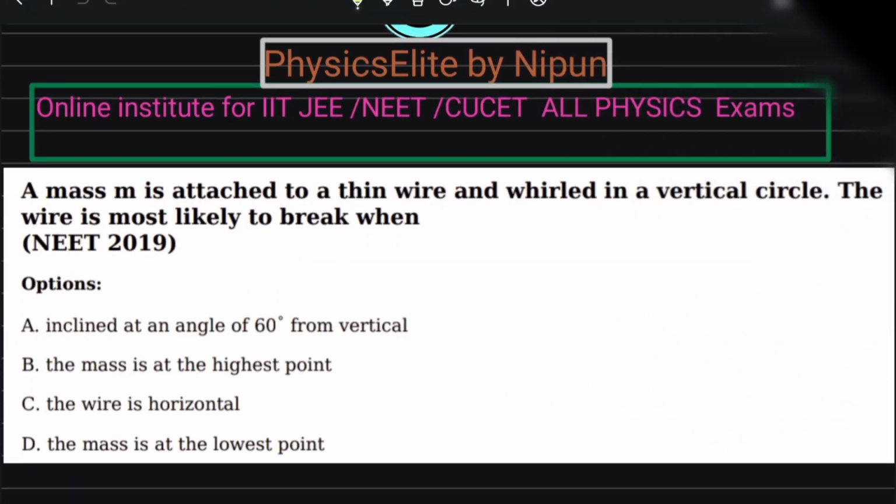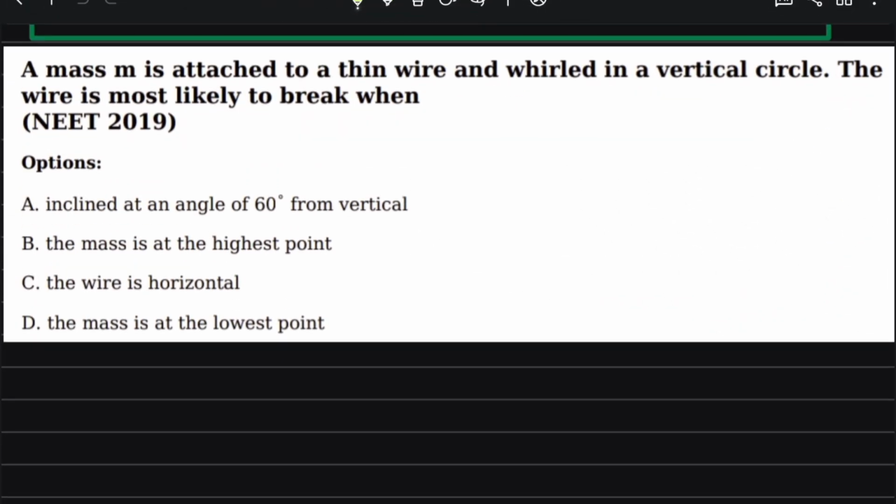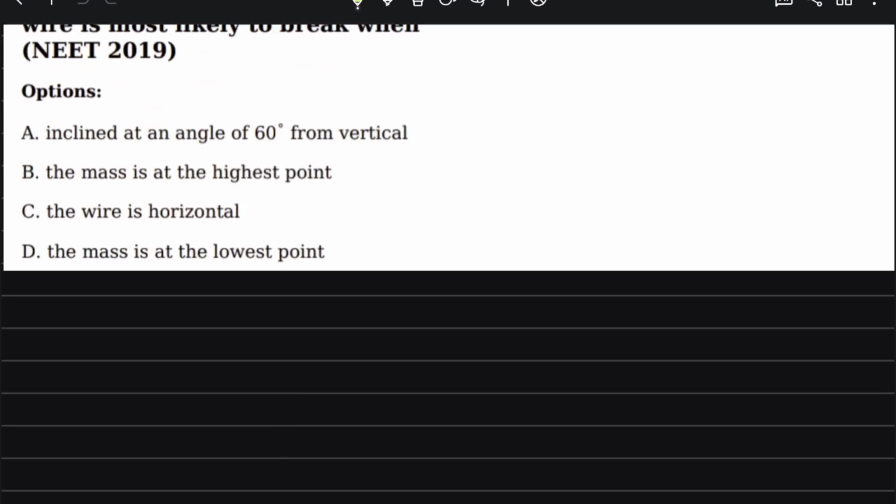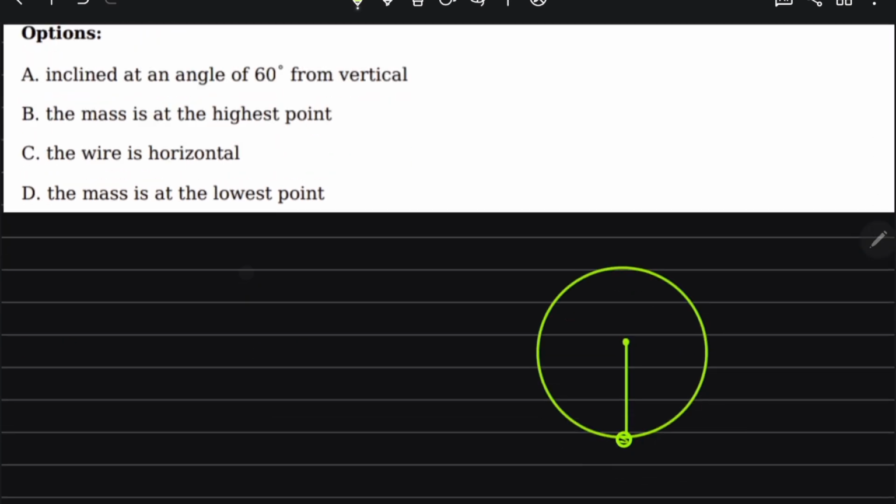Ready for the next question. This is our next question. A mass m is attached to a thin wire and whirled in a vertical circle. The wire is most likely to break when the... So in this question, what they are saying is that there is a circle, right? And in this circle, a wire is attached and a mass is attached to the wire, and it has a length L.